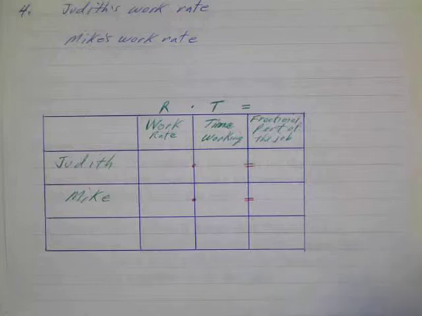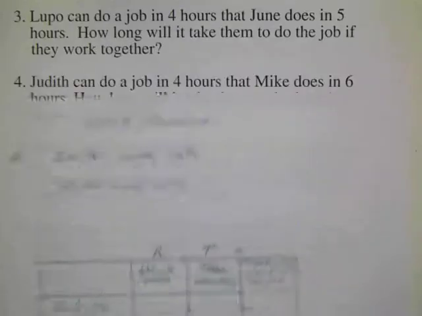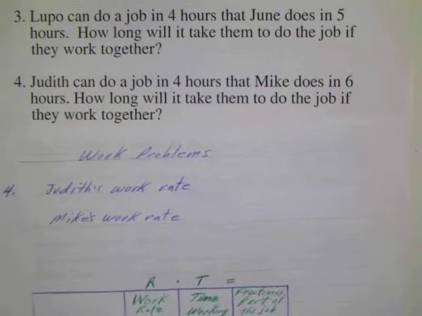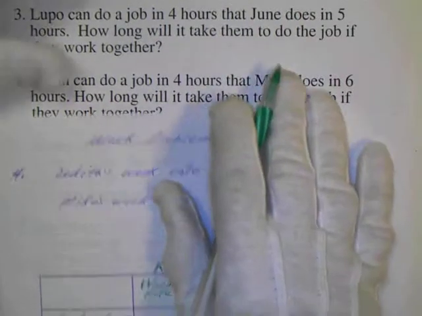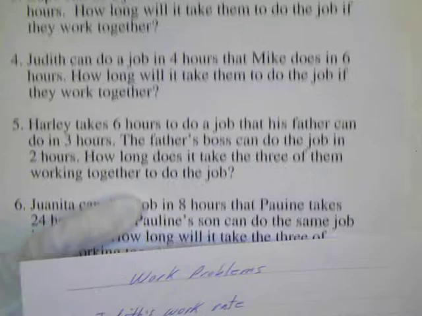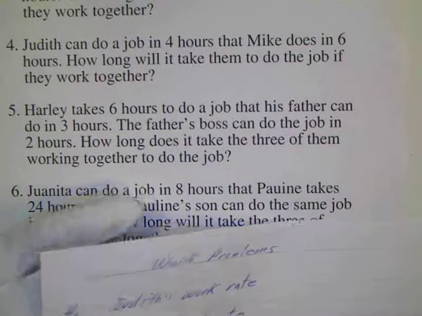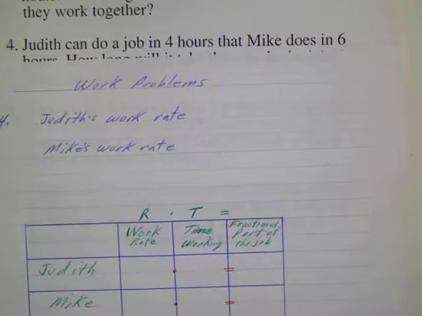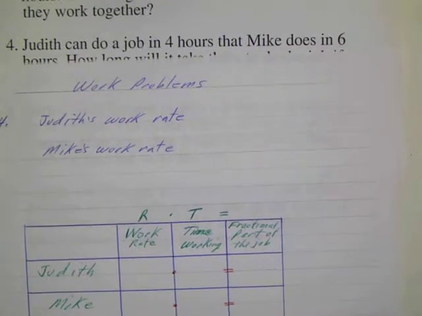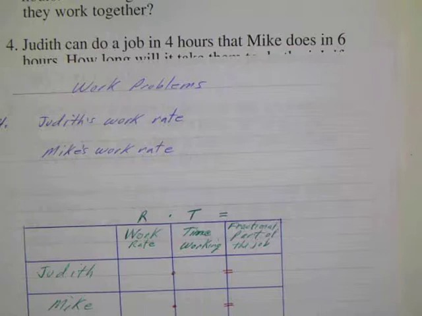First of all, we want to determine Judith's work rate. What does that mean? Well, it takes her 4 hours to do the job. That's number 4 here. If it takes her 4 hours to do the job, in 4 hours she would do the whole job. In 2 hours, how much of the job would she do? In 2 hours, she'd do 2/4, or half the job, because she can do the whole job in 4 hours.